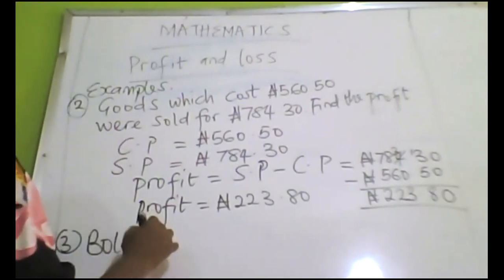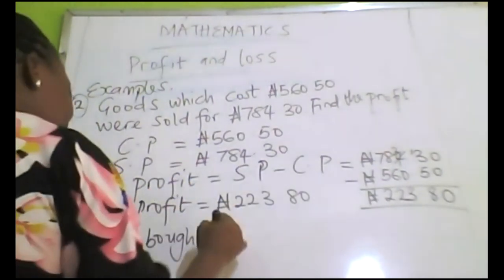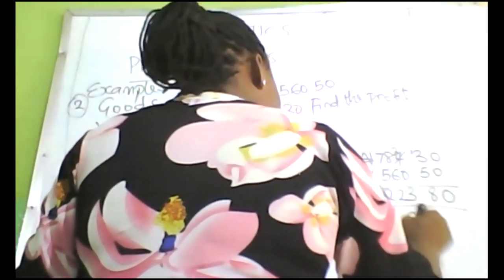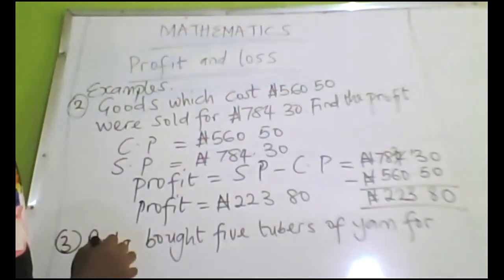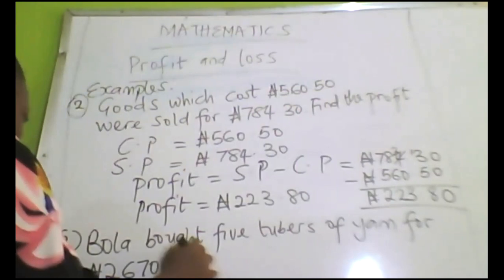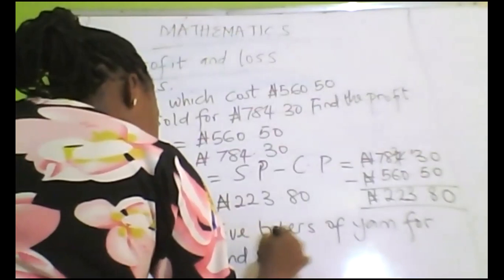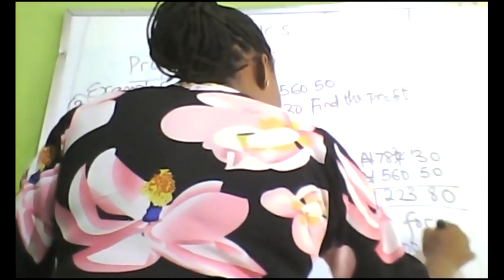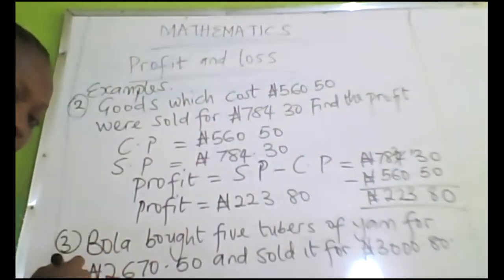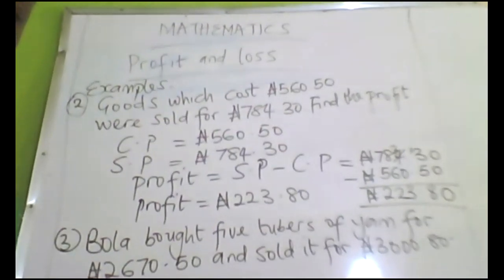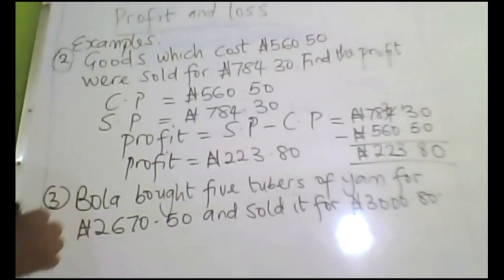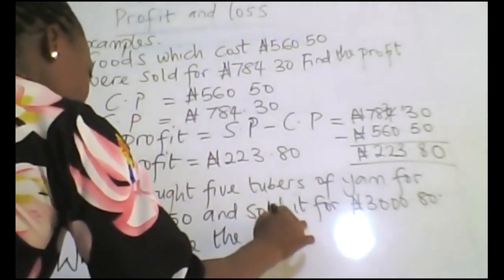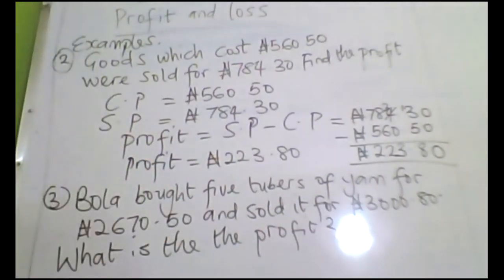Bola bought 5 tubers of yam for 2,670 naira 50 kobo and sold it for 3,080 naira. What is the profit?